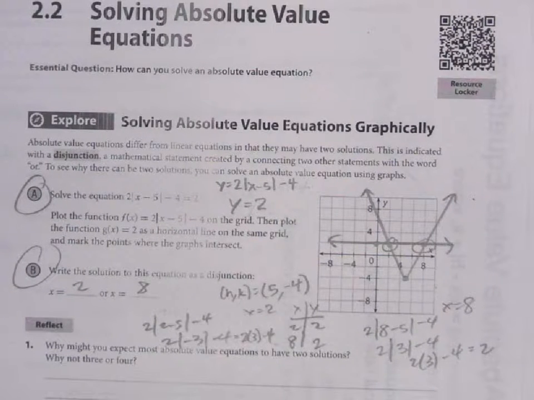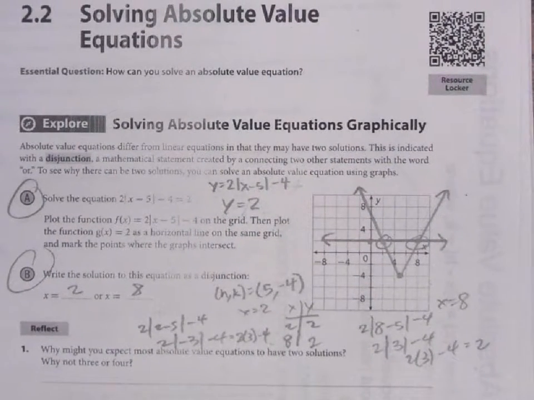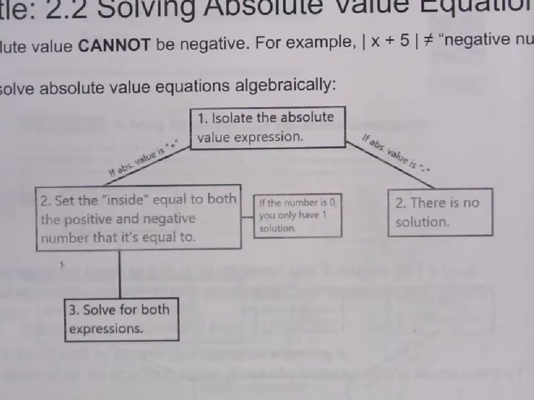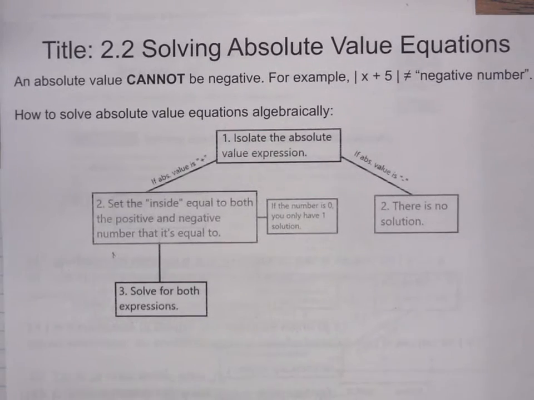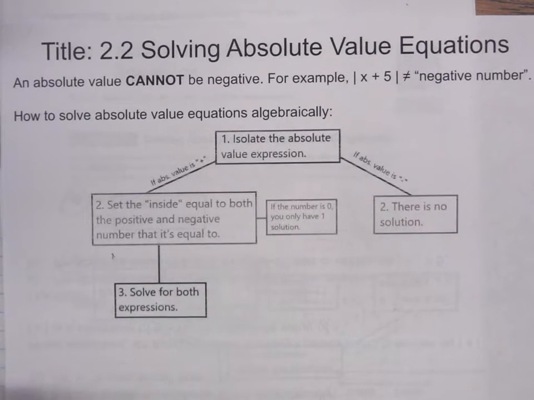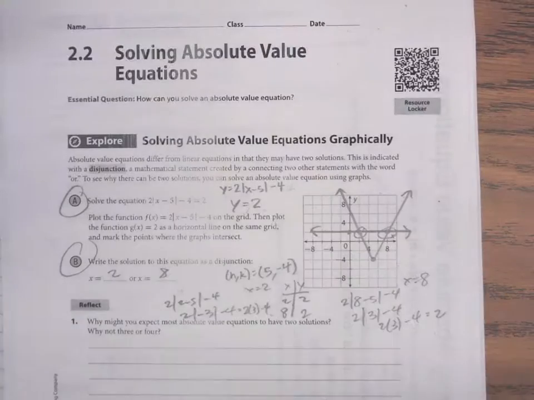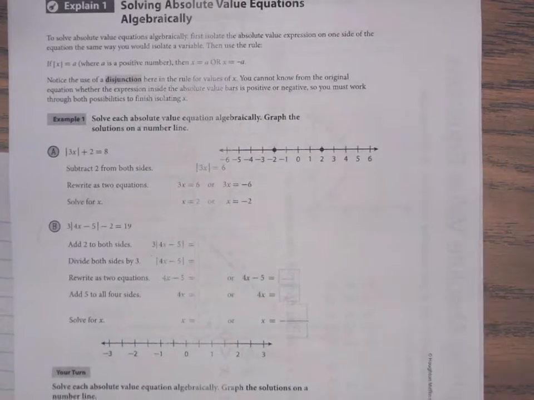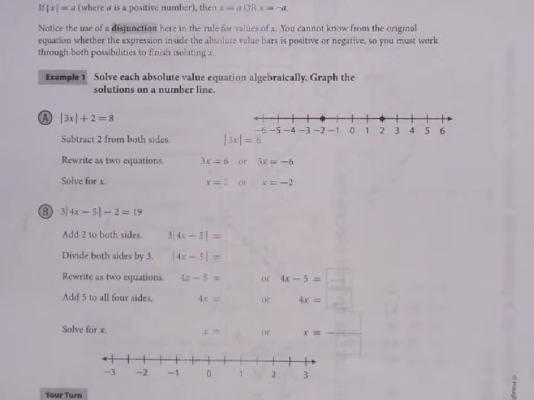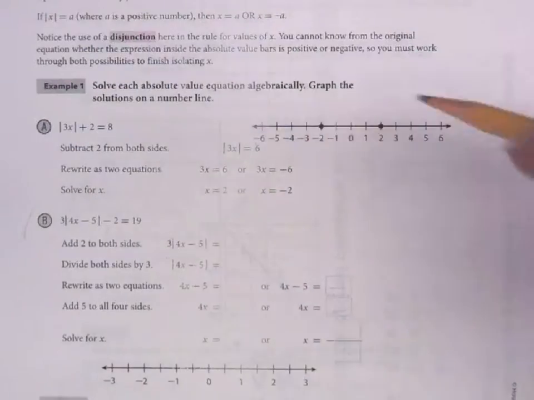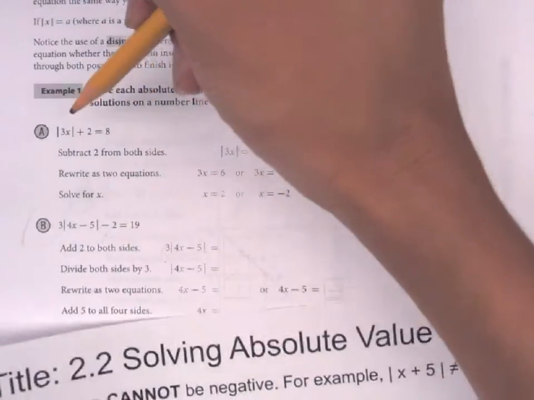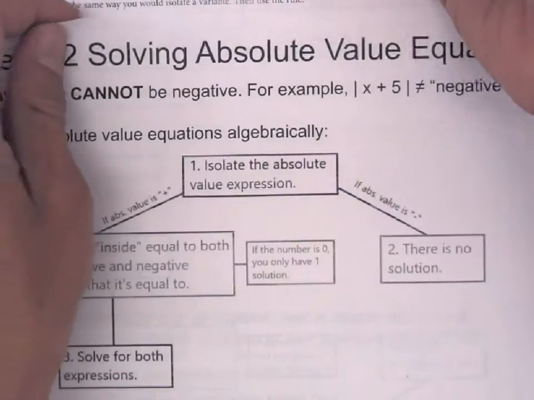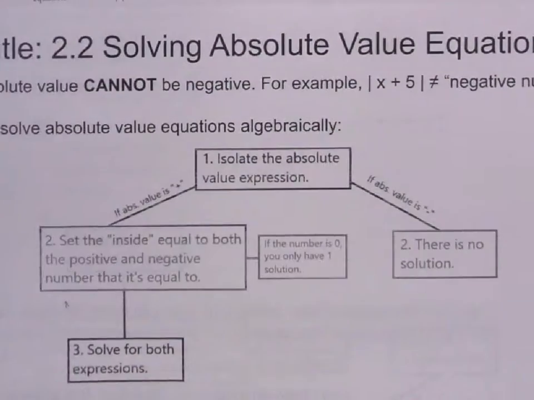Now, there is a shortcut to this. Okay. There's a shortcut to this, and this is the flow chart that I was showing earlier. Okay. Now, if you want to solve these absolute value equations algebraically, you just follow this process. So I'll refer to this as I show you the next example. Okay. So what letter A does here, they isolate the absolute. So if they subtract 2 from both sides, the absolute value is being isolated. So you want to isolate the absolute value expression.